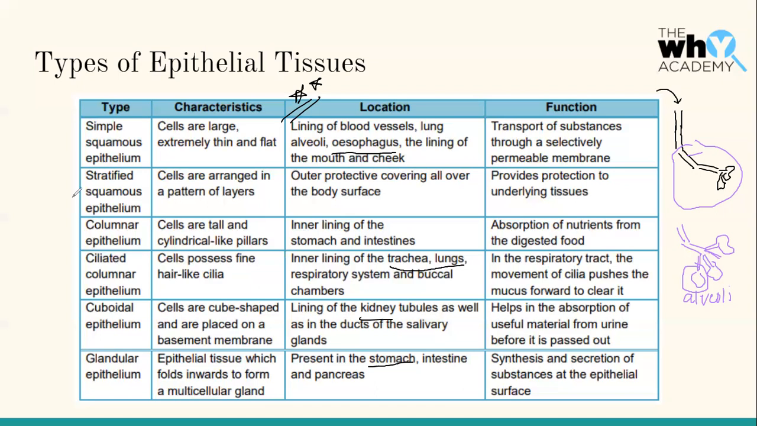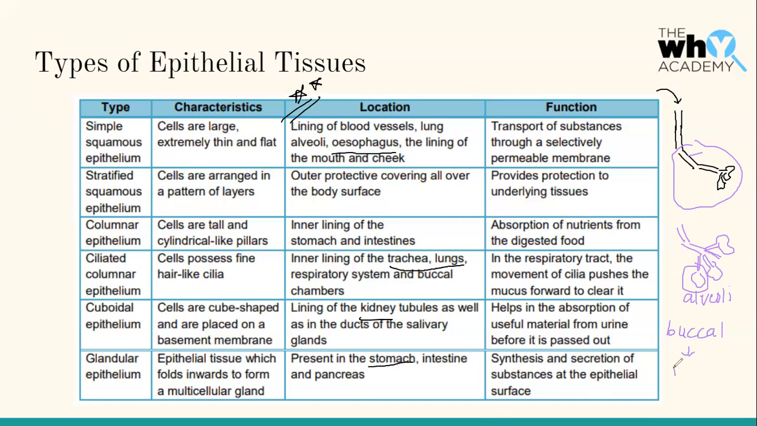Stratified squamous epithelium is our protective covering all over the body surface, which is basically the skin, right? Then there is columnar epithelium, which is the inner lining of the stomach and intestines. Ciliated you'll find in the trachea, lungs, respiratory system, and buccal chambers. Buccal refers to anything which means mouth. Mouth is also called the buccal cavity. So buccal chambers is anything pertaining to the mouth region, right?